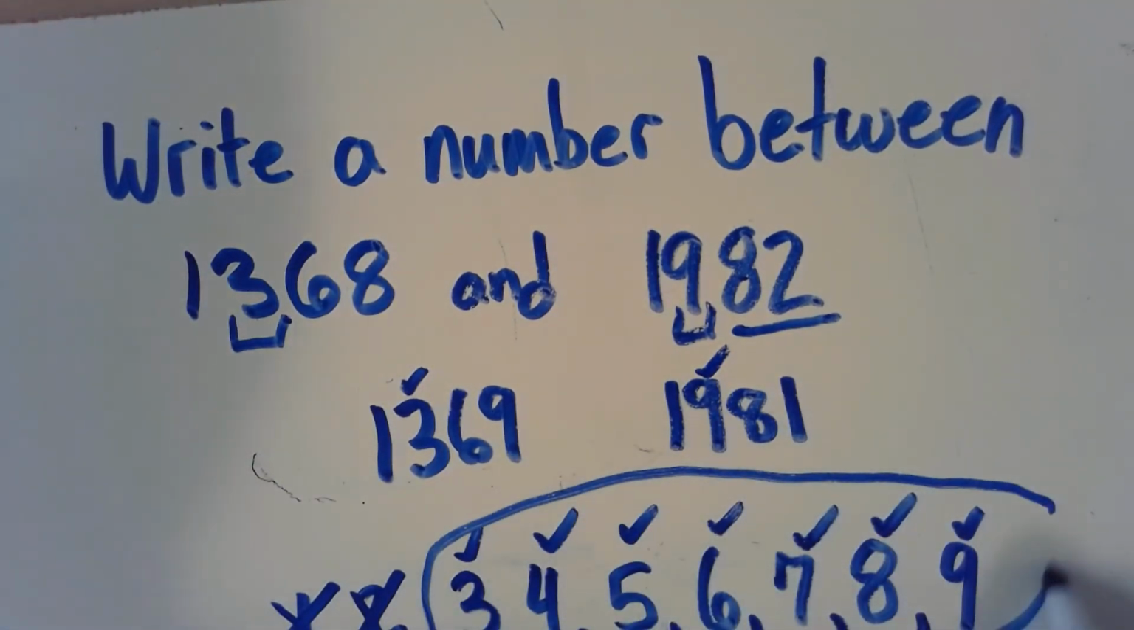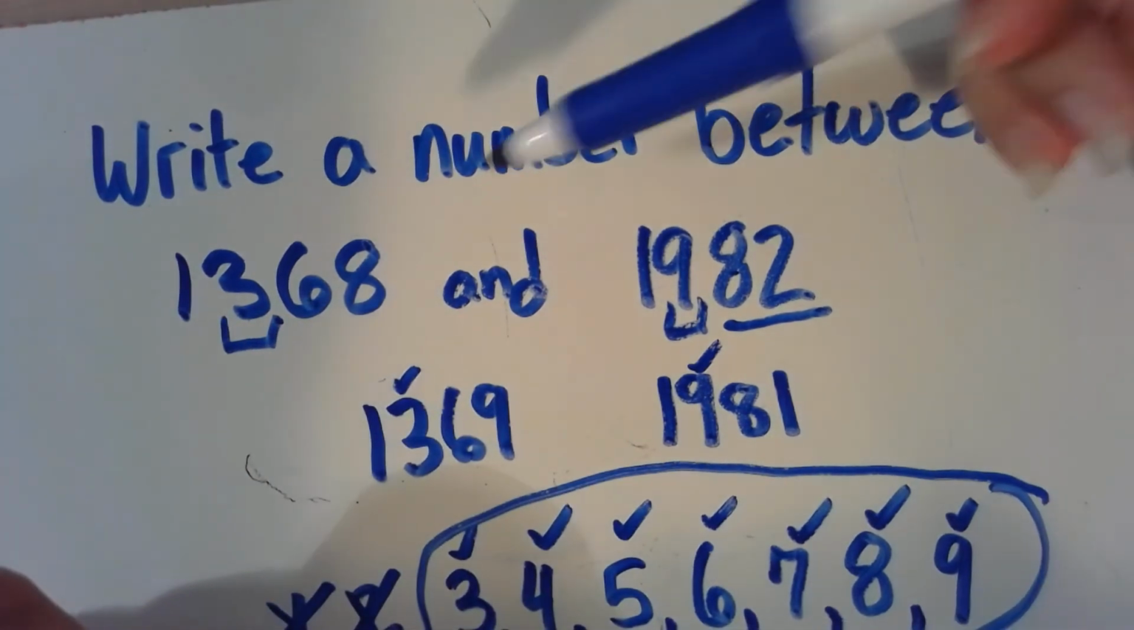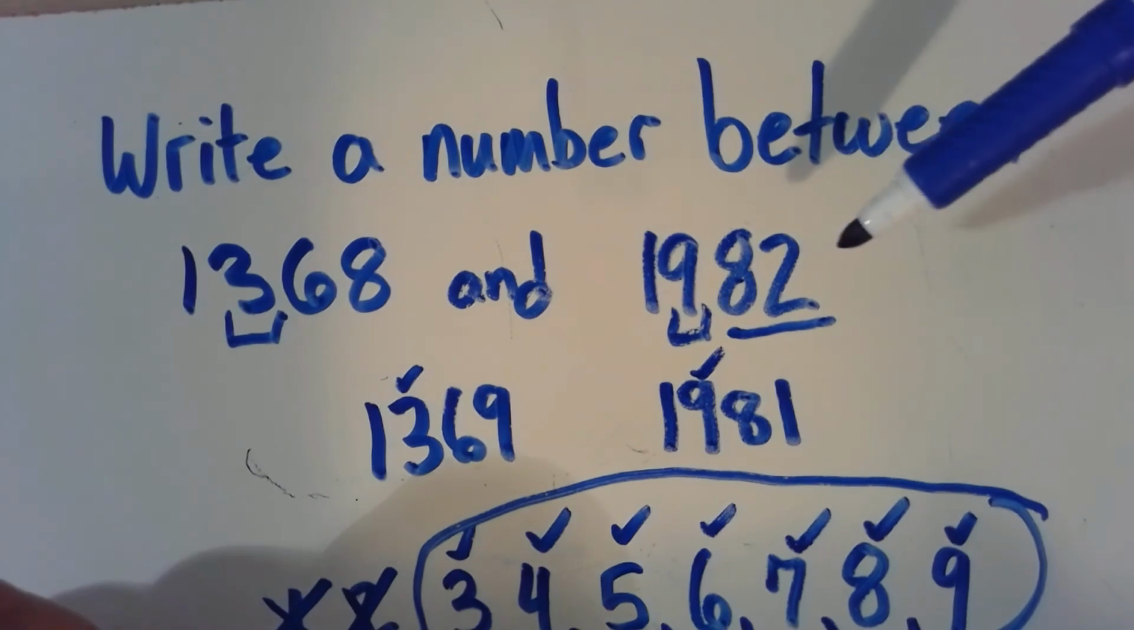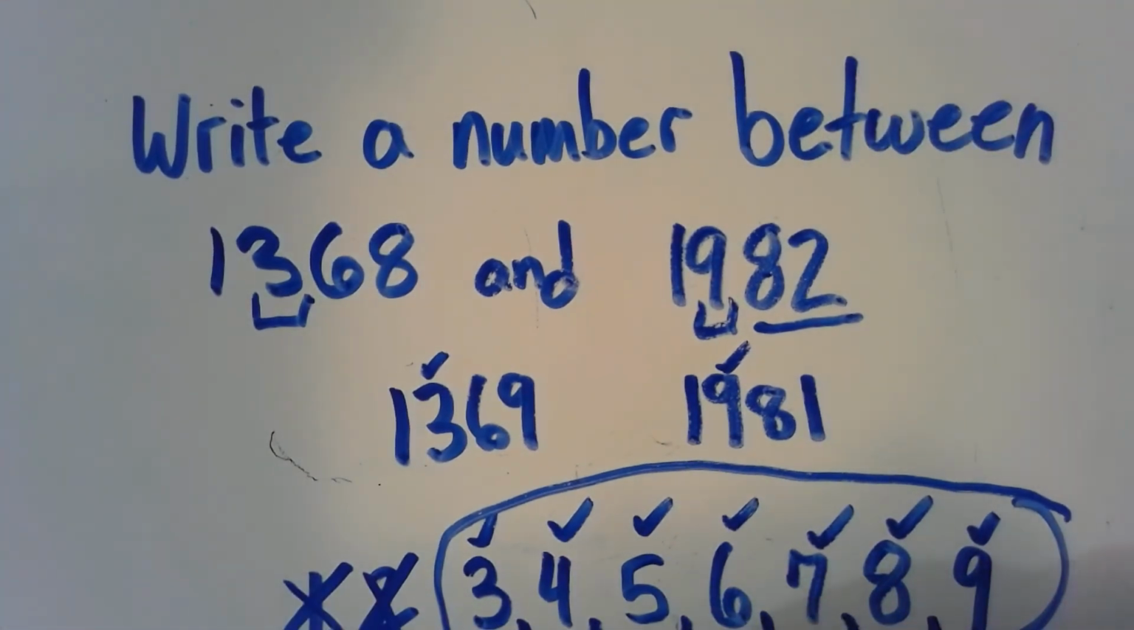So if you were to write a number between 1,368 and 1,982, the numbers that you could have, or the digits actually, you could have in the hundreds column, you could have a 3, a 4, a 5, a 6, a 7, 8, and a 9.